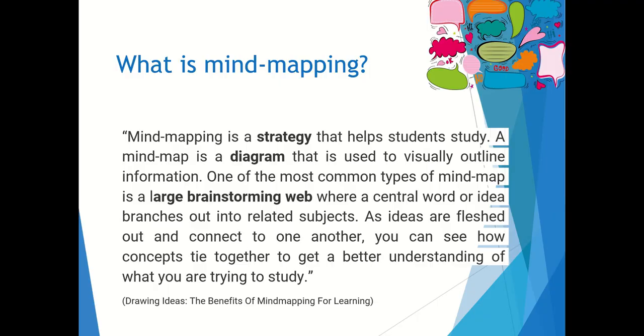So what is mind mapping? Basically, mind mapping is a strategy that helps students to study. A mind map is a diagram that is used to visually outline information. One of the most common types of mind map is a large brainstorming web, where a central word or idea branches out into related subjects. So, as ideas are fleshed out and connected to one another, you will see how the concepts are tied together in order to get a better understanding of what you are trying to study.